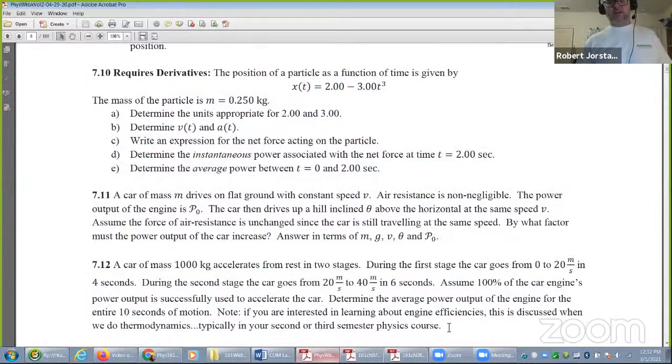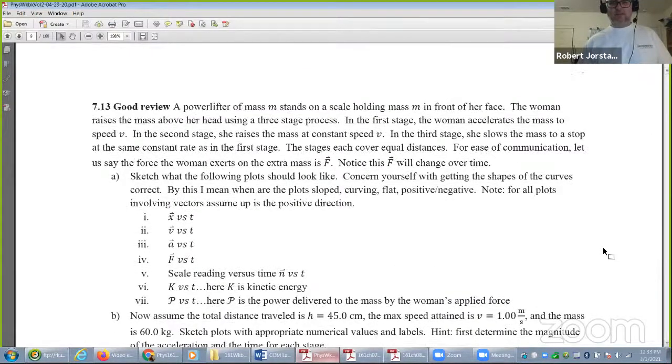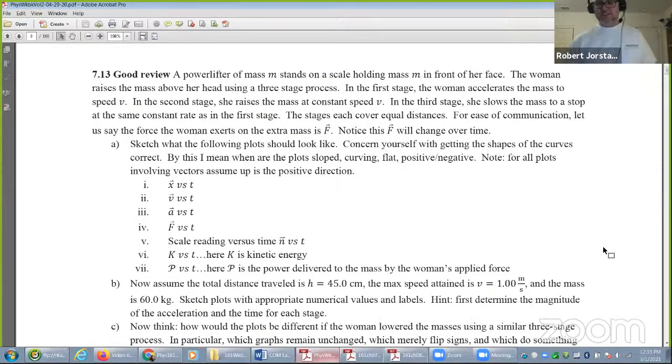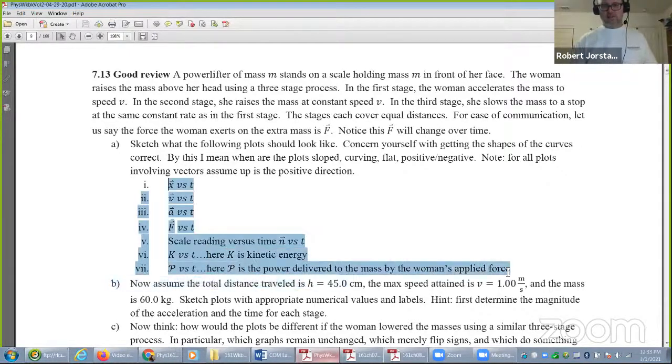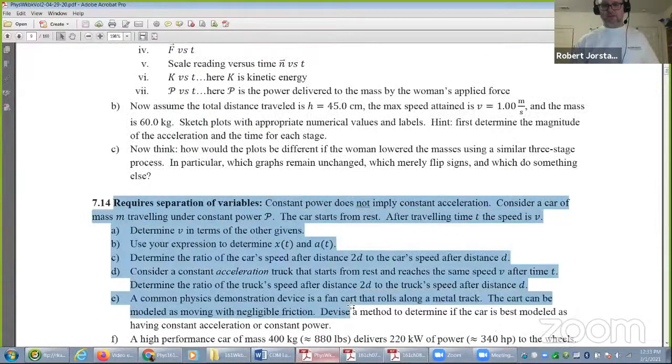So definitely read the solutions on 7.10 through 7.12 so you don't get lost. Make sure you check your work carefully, because you might be surprised and miss some subtle things. And that's chapter 7. This is a good review problem. Notice you got to make a bunch of sketches. I know it may seem silly, but I believe by sketching things, you're forced to understand it better, because you're not just getting one specific value. You're trying to understand how these things change over time. And so that is a good review of everything we've done till now. This one requires separation of variables, so I'm not going to ask you to do that one.